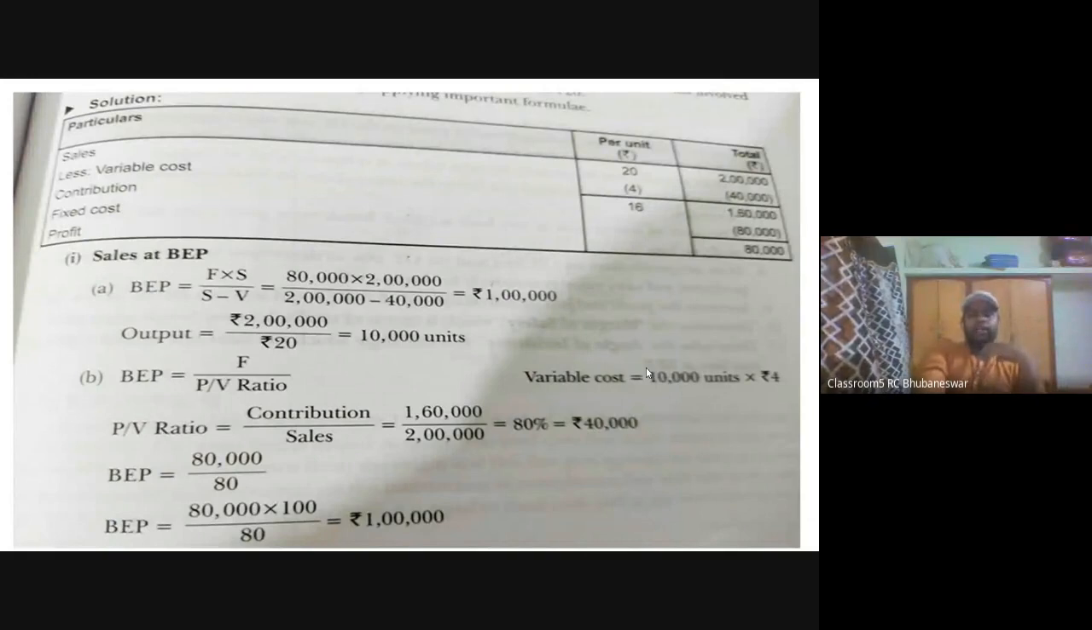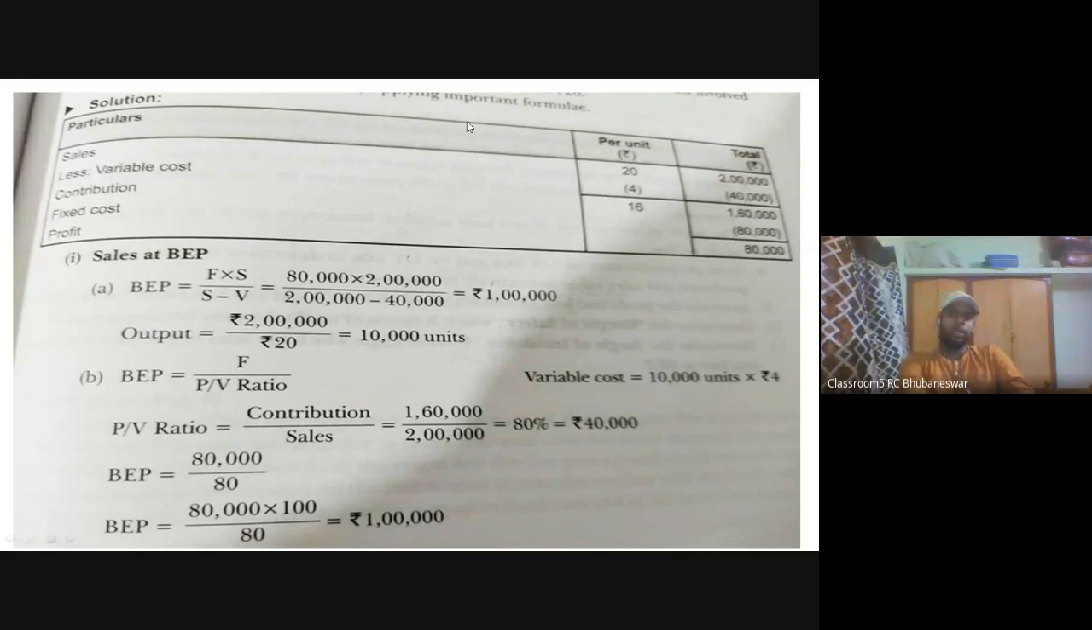So see here, the sales is rupees 20, minus variable cost rupees 4, so contribution per unit is 16, and the total contribution is 1 lakh 60,000. Minus fixed cost 80,000, the remaining profit is 80,000. That means when our sales is 2 lakh, our profit is 80,000. So we have to find a sales where our profit will become nil, zero, no profit, no loss. To identify that, we have to apply the formula.